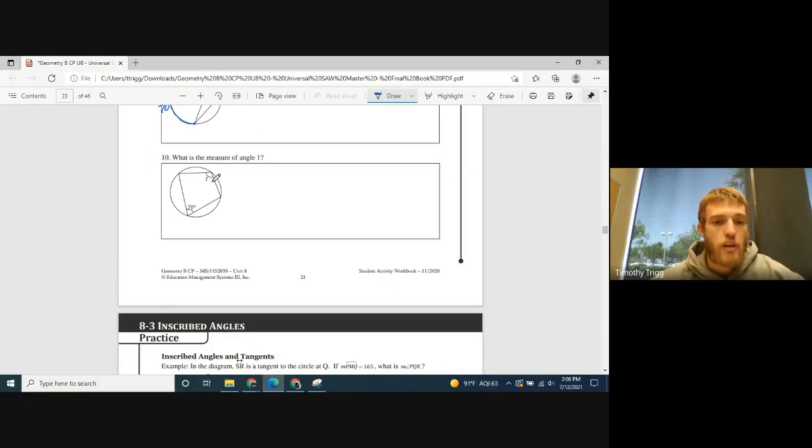For this one, we learned that if you have a quadrilateral inscribed in a circle, then the opposite angles should be supplementary, meaning they will add up to 180. So that means that the measure of angle 1 is, well, 110 degrees. Because again, these two angles should be supplementary to each other.